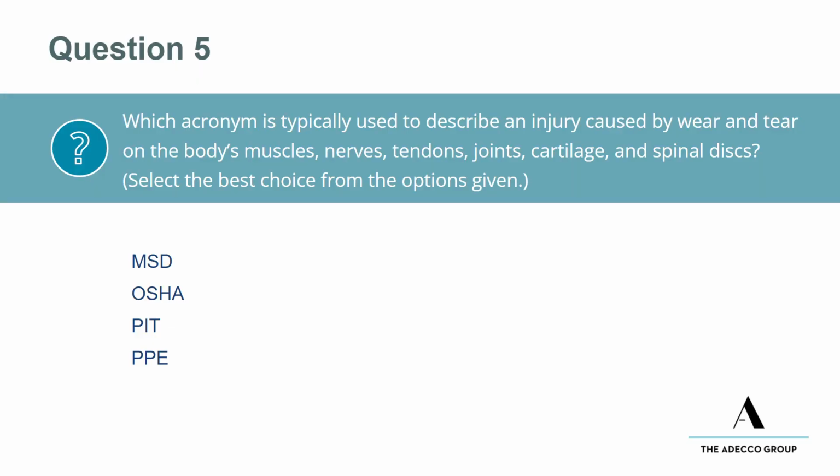Which acronym is typically used to describe an injury caused by wear and tear on the body's muscles, nerves, tendons, joints, cartilage, and spinal discs? MSD, OSHA, PIT, or PPE? The correct answer is MSD, or musculoskeletal disorders.